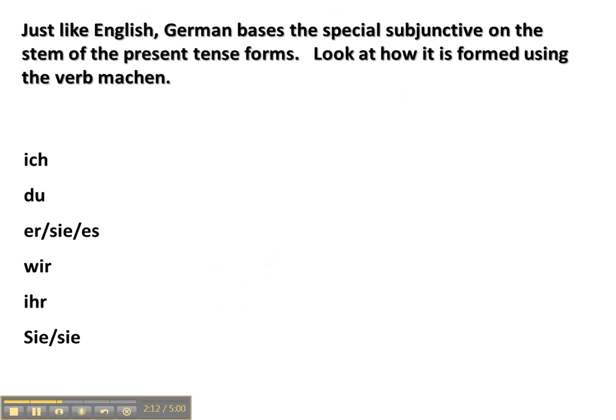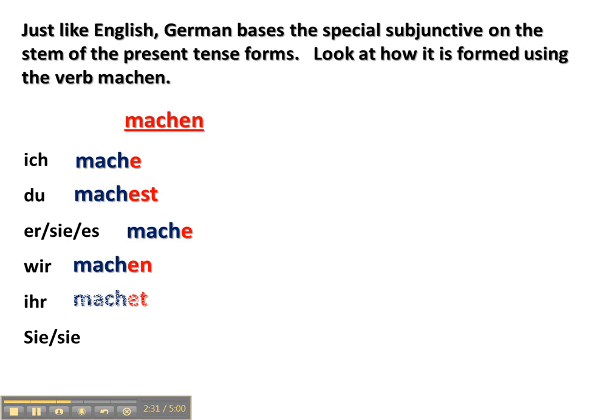Okay, so how do we form this? To form this, we're going to take the verb machen as an example. You take the infinitive present form of the verb, you take the en off, and you're left with the root of the verb, which is mach, and then you're going to add these endings. Ich mache, du machest, er mache, wir machen, ihr machet, sie machen.